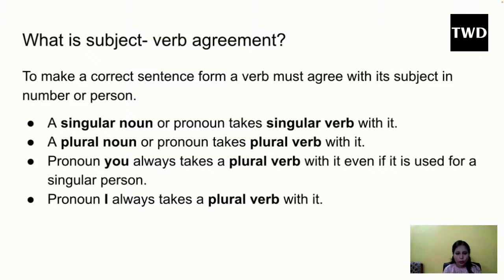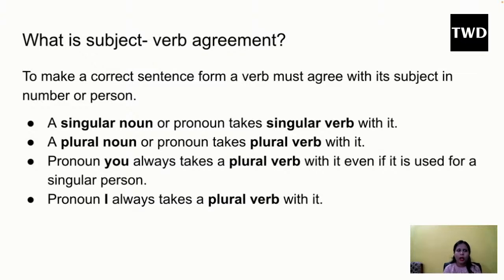The pronoun you always takes a plural verb. Since we use you both for a singular person and for more than one person, that's why it always takes a plural verb, even if it is used for a singular person. So if I am asking you what are you doing, then too I will be using the plural form of the verb. You play, you eat, you drink. I'm not going to say you drinks, you sleeps, you plays. No, I'm not going to use it like that. My verbs will always be without s.